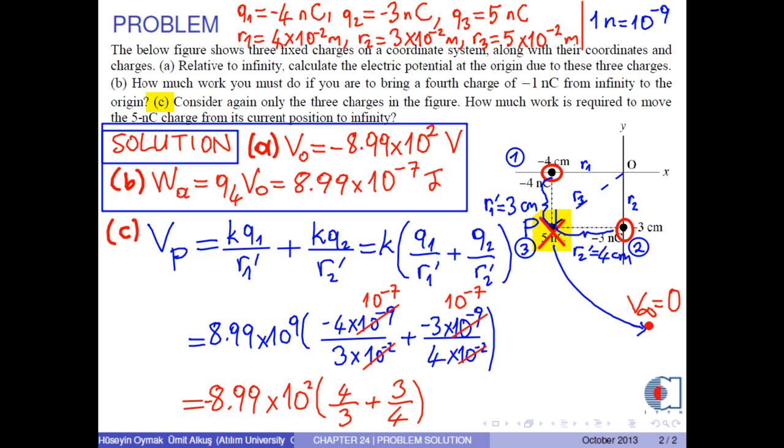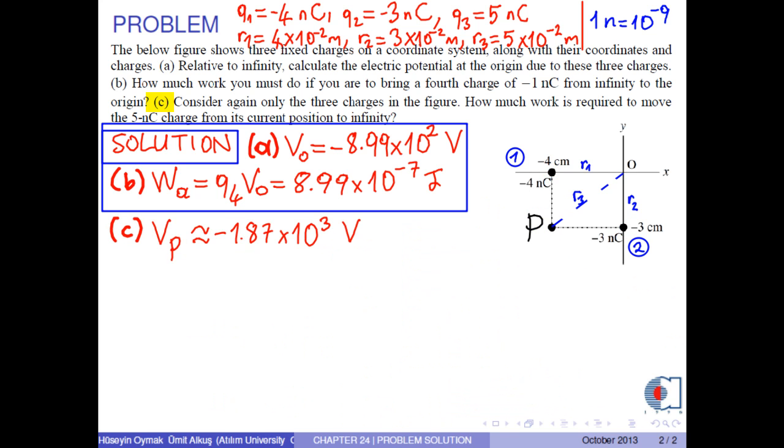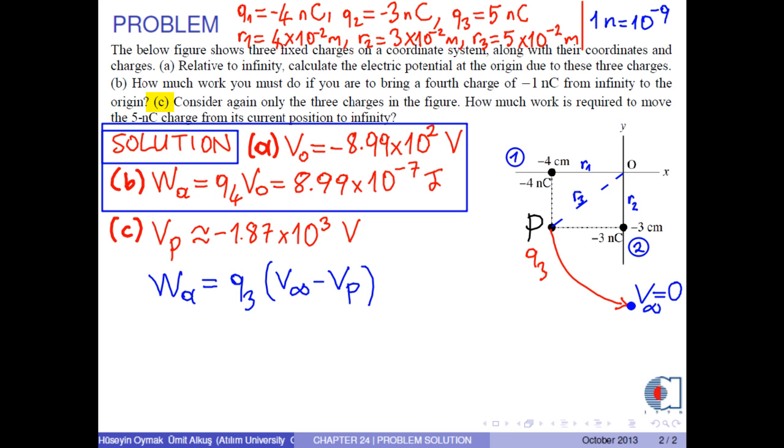The simple calculation in the parentheses gives us 25 over 12. Therefore, we obtain the potential at point P due to charges Q1 and Q2 as negative 1.87 times 10 to 3 volts. Applied work has the formula: the charge Q3 times the potential at infinity minus the potential at point P. At infinity, the potential is 0, so we obtain negative Q3 times Vp.